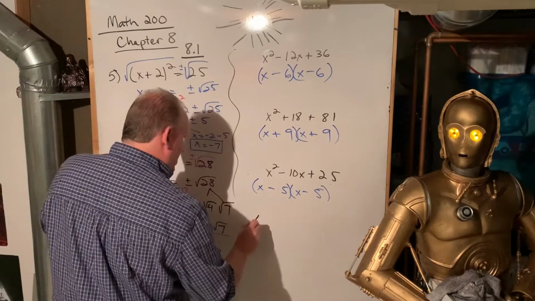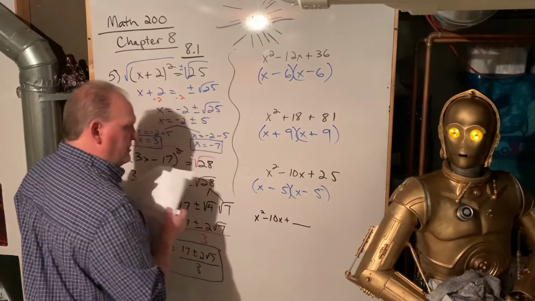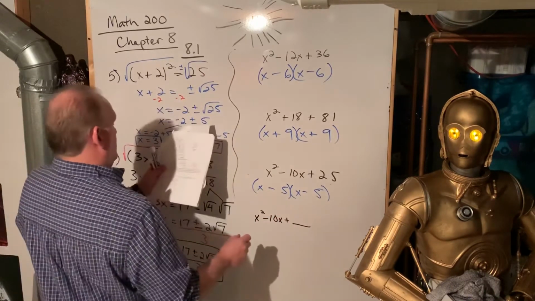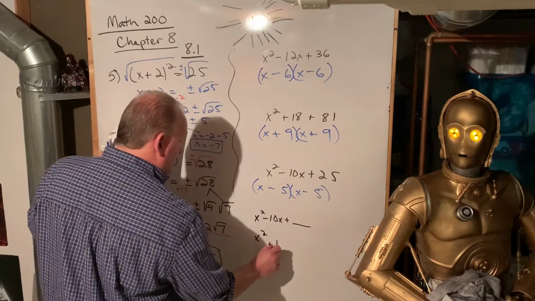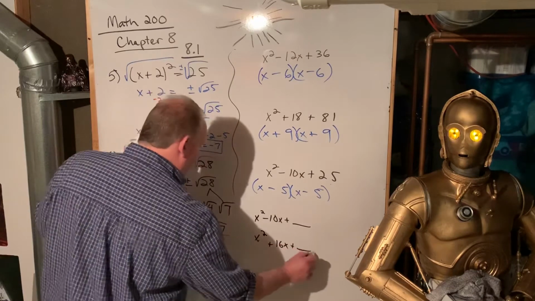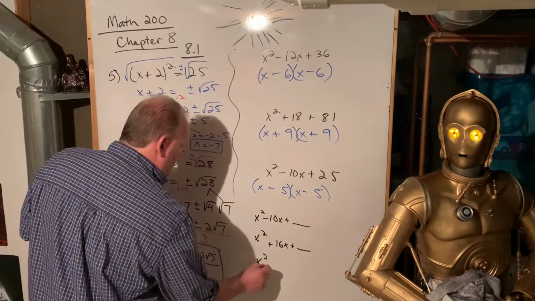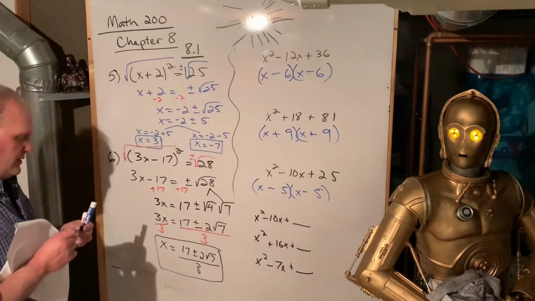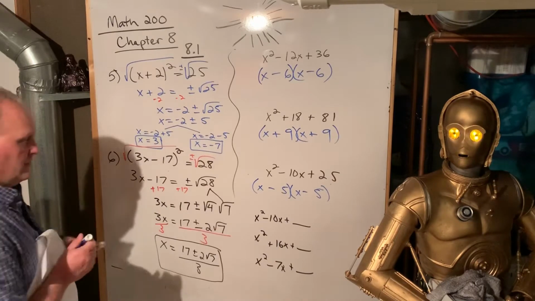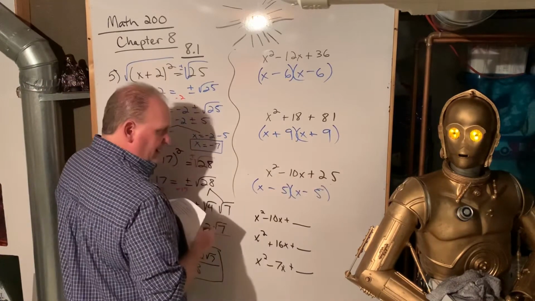And now what we're going to do is, on the bottom here, we can squeeze those in here. So if I said x squared minus 10x plus what would make it a perfect square trinomial? And if I said x squared plus 16x plus what would make it a perfect square trinomial? And if I said x squared minus 7x plus what would make it a perfect square trinomial? Well, this one was actually right above it. It would be 25.